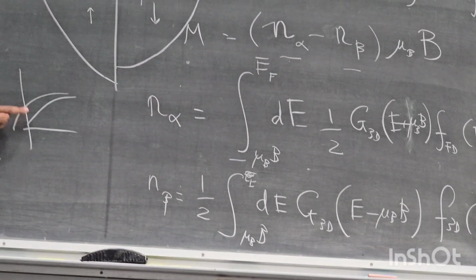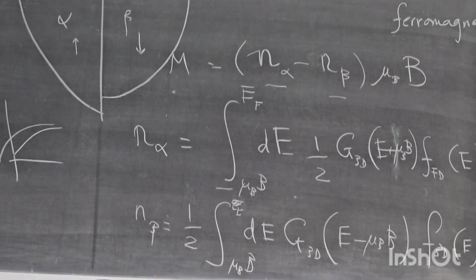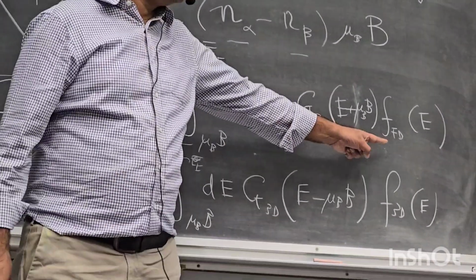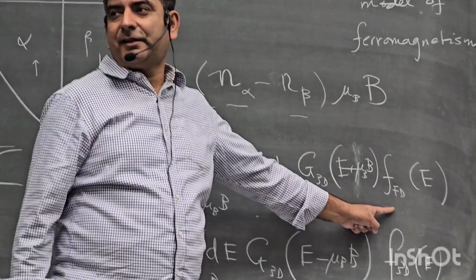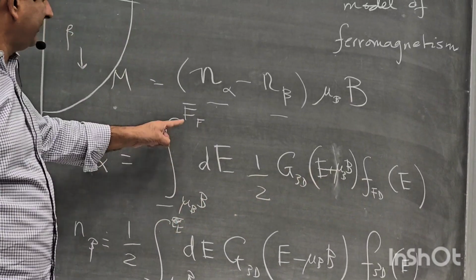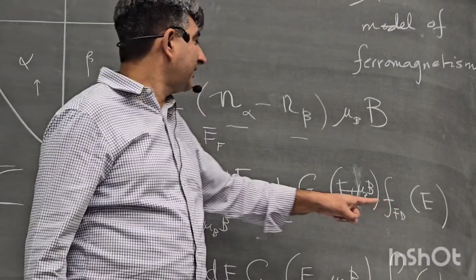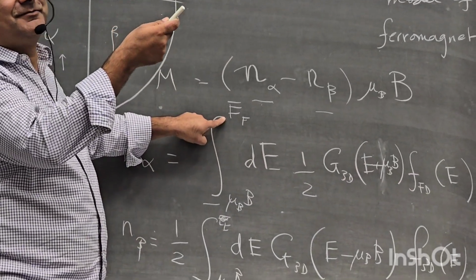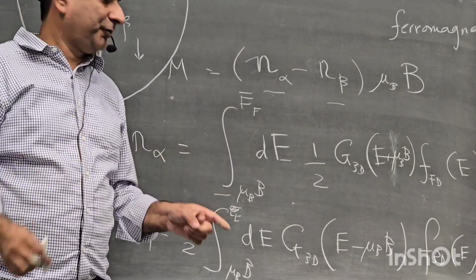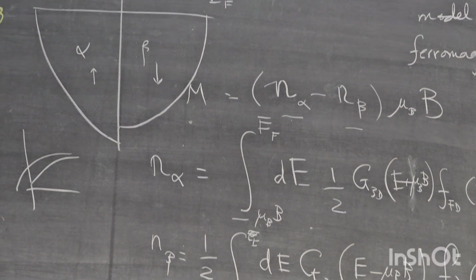So then you subtract the two. So at 0 kelvins, this is 1 for energies less than EF. Okay. So you can replace, so if you're at 0 kelvins, this becomes 1 for energies less than EF, and you can integrate up to infinity. Okay? And these mu B values are really small, so you can replace these by 0. And then you do a Taylor series expansion.